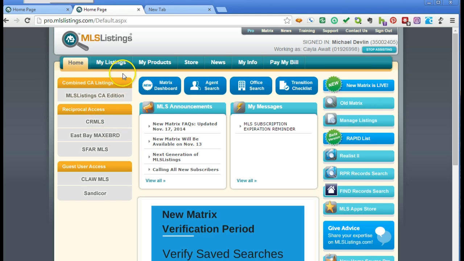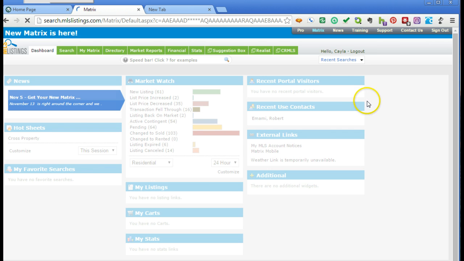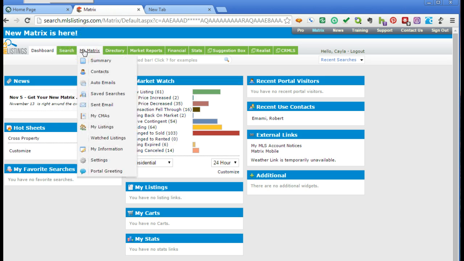And over here on the left, SFAR is the San Francisco Association of Realtors. East Bay is Alameda County and a little bit more. CRMLS is a group of associations in Southern California. So anyhow, we're not going to go through all these, but this is where all the different things are. What you want to do is click on New Matrix is Live. All right. You have to get beyond that page, and now you're looking at something like this. That's where you're going to find My Matrix.